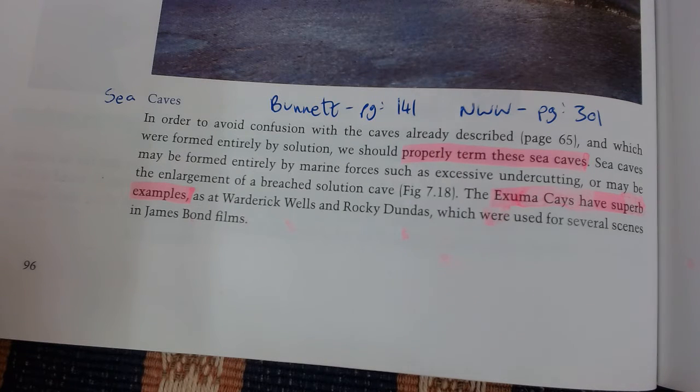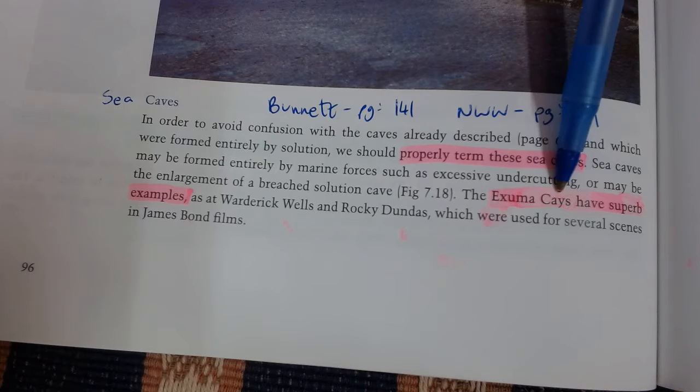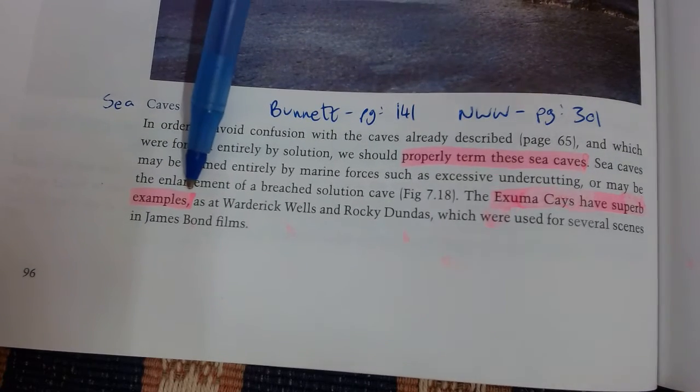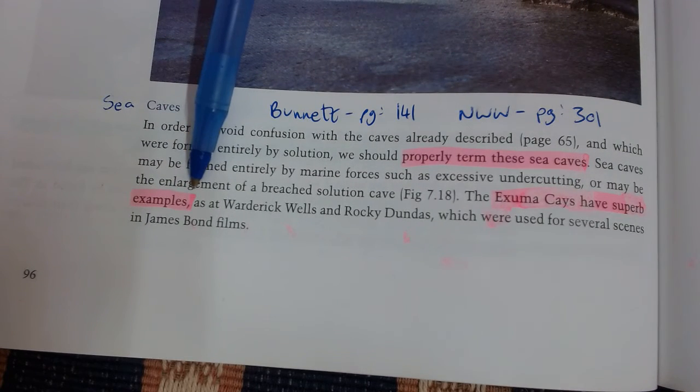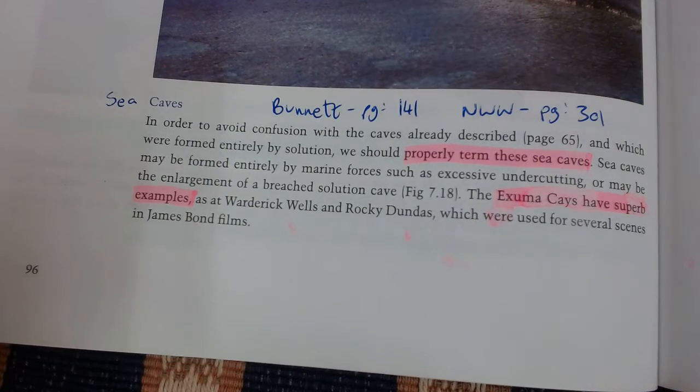All right, coasts are coasts everywhere. The only factors that change are the strength of the waves, the depth of the water, and the geology of the coast. Okay, but usually the same features or landforms are created everywhere. So properly the term is sea caves. Okay, Exuma Keys have some superb examples of different caves. Okay, there's ones used in James Bond and everything. So you can put down Exuma as one of our first examples of where sea caves are.